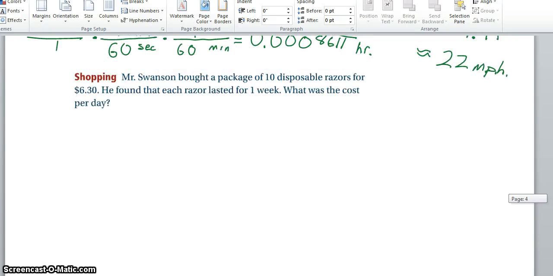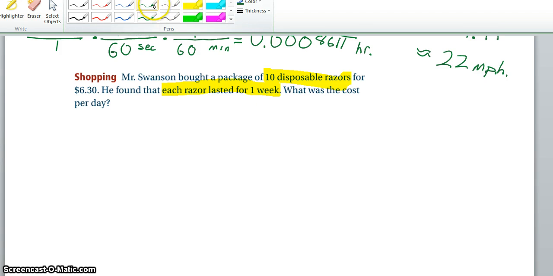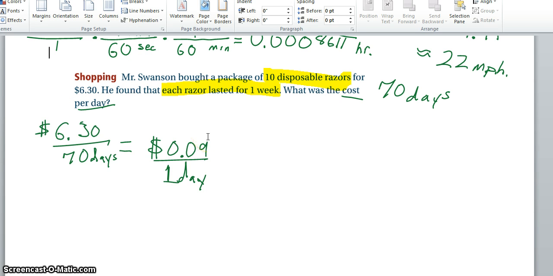So the last problem on here, go ahead and try this. What was the cost per day? All right, now if each razor lasts for 1 week, that then means that 10 razors, each lasting 7 days, that means we're really looking at 70 days here. And if we want to know cost per day, that tells me we need to set up cost divided by days. So go ahead and try that. This then leaves us finding that his cost per day shaving is about 9 cents when we take the cost divided by days, and there we have it.